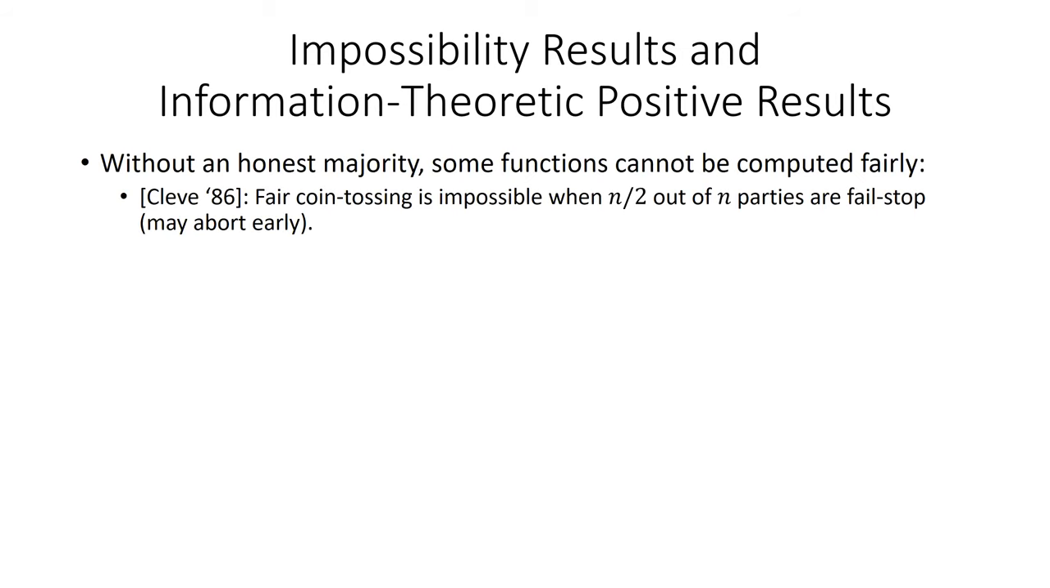So let's see what's known in terms of MPC with fairness. Without an honest majority, there are some functions that cannot be computed fairly. Cleve showed that fair coin tossing is impossible when 2 out of n parties are fail-stop, which means they behave honestly but may abort early.